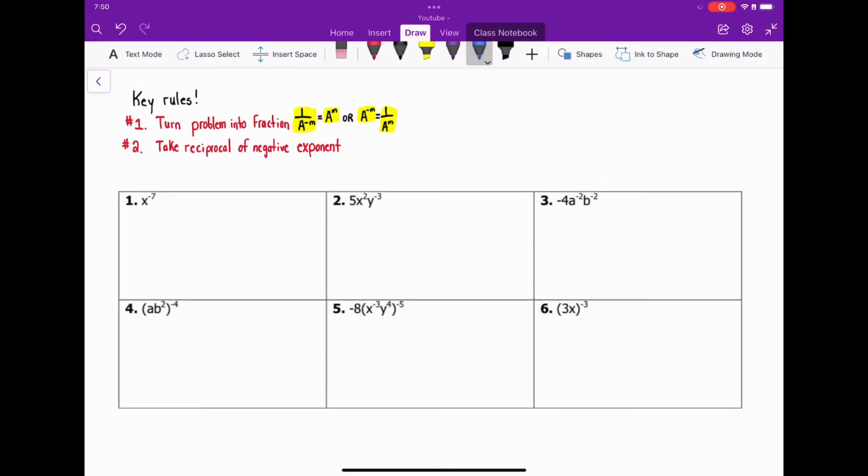In today's lesson, we're going to be talking about negative exponents and how to get rid of a negative exponent with two key rules.